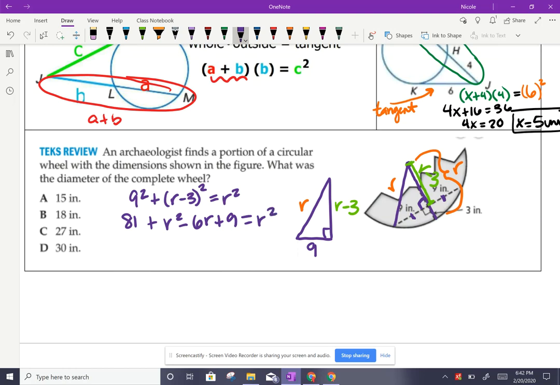So now I'm going to go through and try to get r by itself. That leaves me with 81 plus 9, 90 equals 6r. So r is going to be equal to 15. And of course, I'm looking for the diameter, and I'm given the radius. So if I'm going from radius to diameter, I need to multiply by 2. So I'm going to get 30.